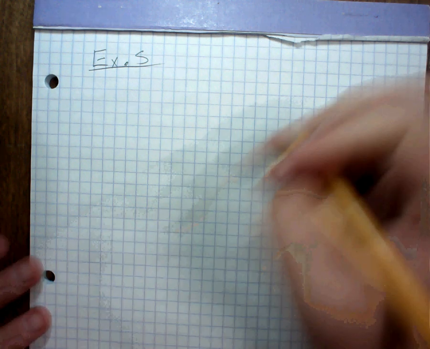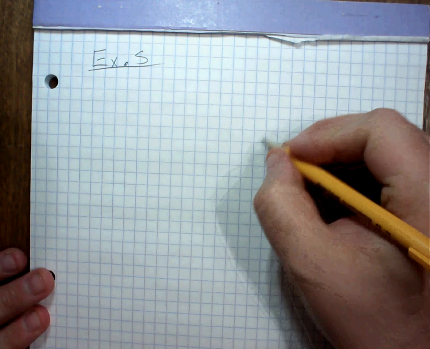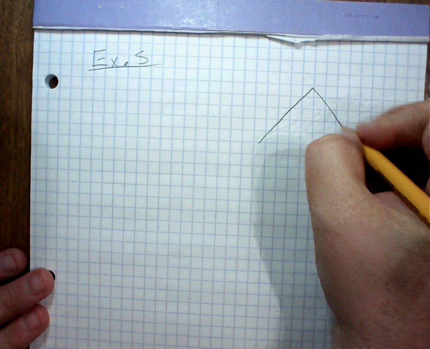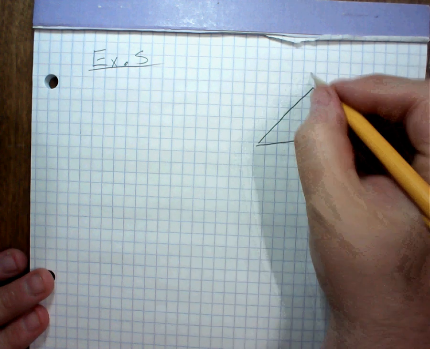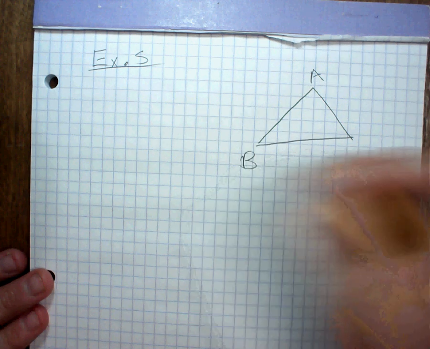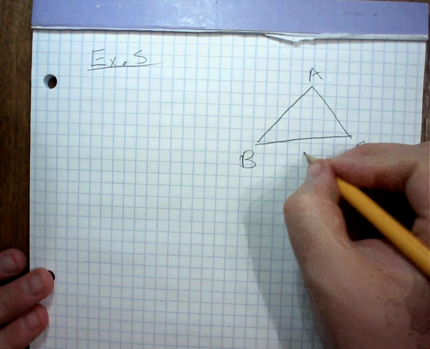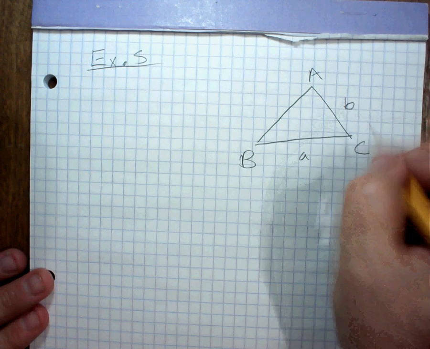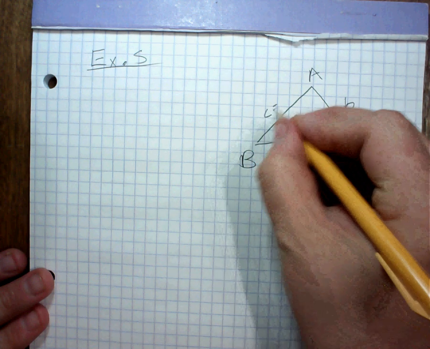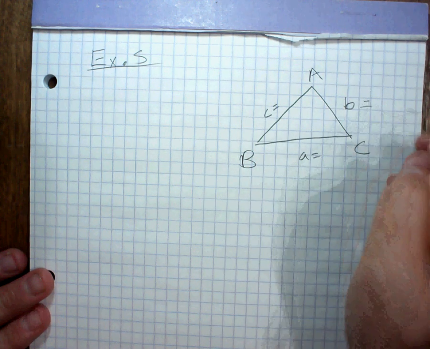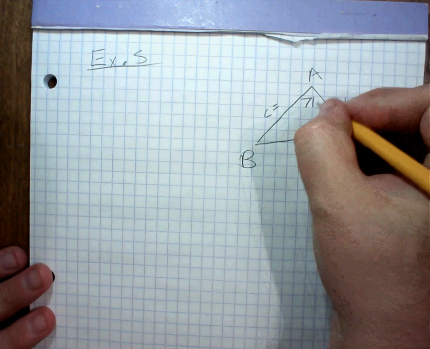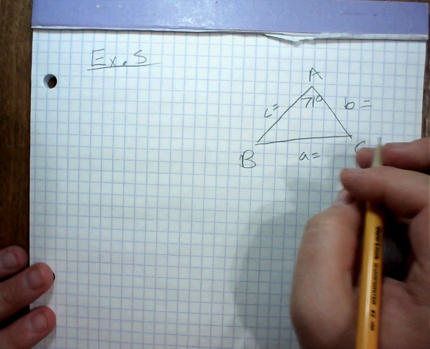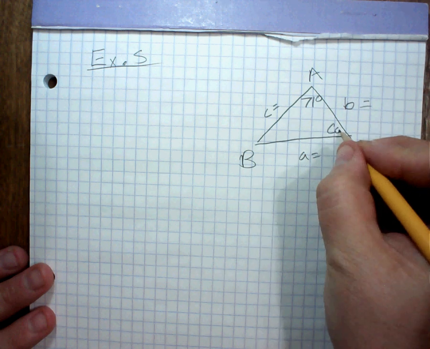So for example number 5, we have one more law of sines. We have A, B, C. So this would be lowercase a, this would be lowercase b, and this would be lowercase c. And we're going to be given three things, and then we got to solve for the rest. So angle A is 71 degrees. Angle C is 60 degrees.